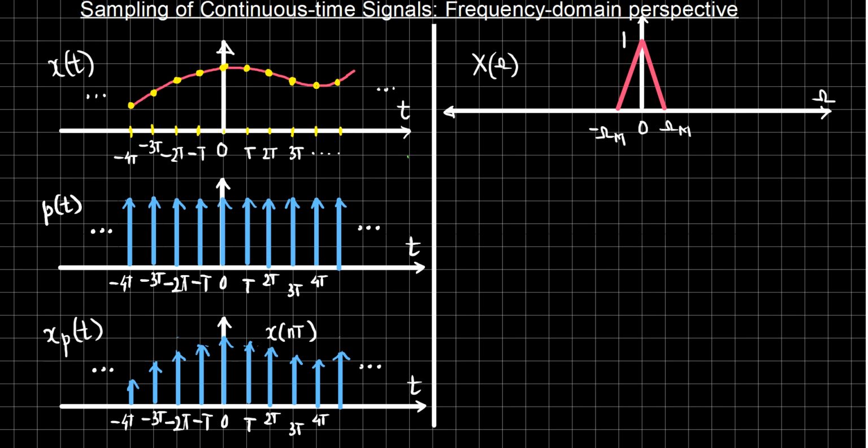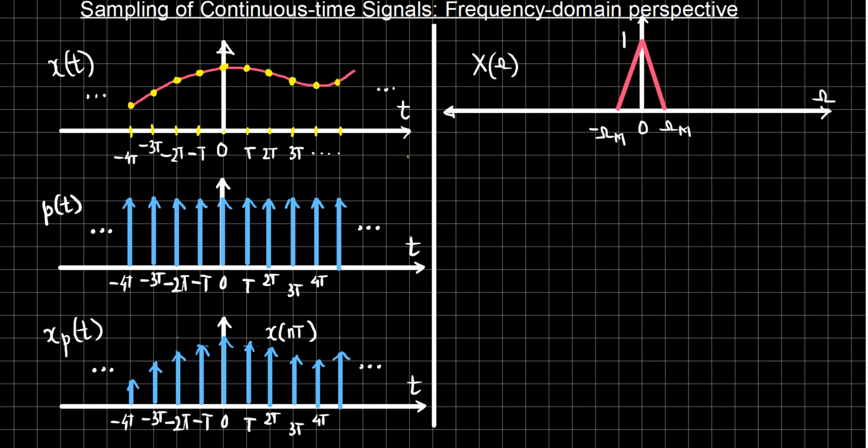The distance between two consecutive impulses is called the sampling duration. We need to place the impulses at the points at which we need to preserve the sample. So if I have a signal x of t and need to sample it at certain points, we place impulses at those points and simply multiply x of t with p of t, and the resultant, xp of t, is the scaled version of these impulses.